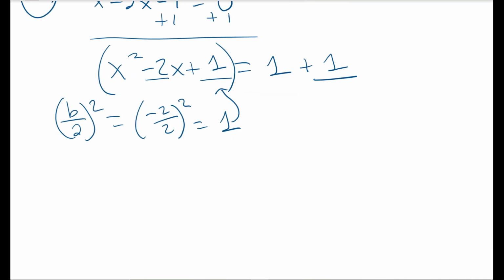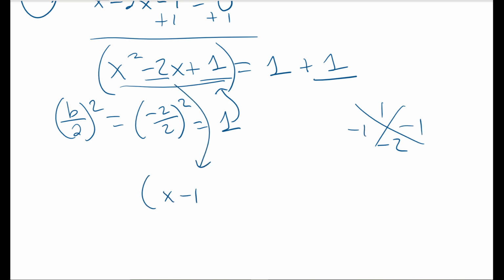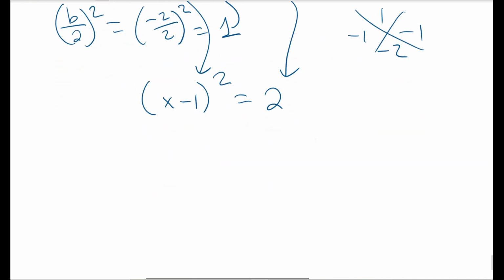All right, so now that I have this, now I need to factor this. You can set up an x table if you like. Factors of 1 that add up to negative 2? Well, that would be negative 1 and negative 1. So this now factors into x minus 1 times x minus 1, or x minus 1 squared. And that equals 1 plus 1, which is 2. All right, we officially completed the square.